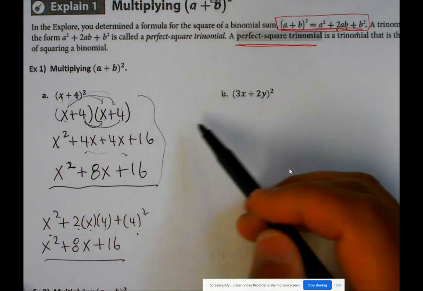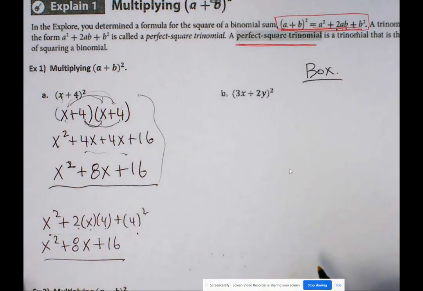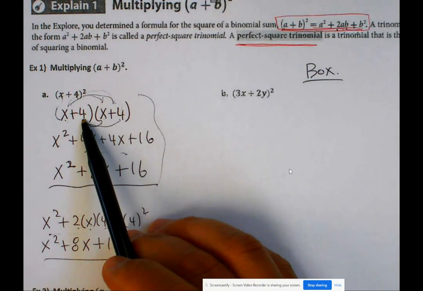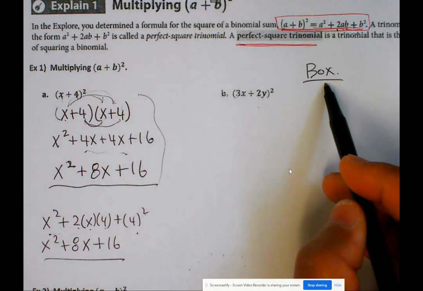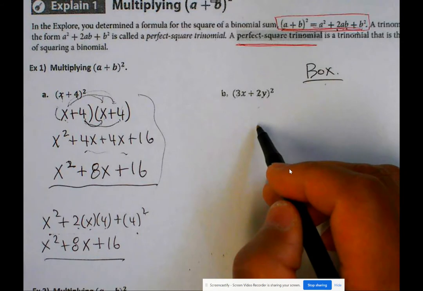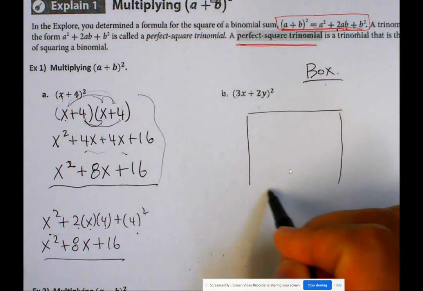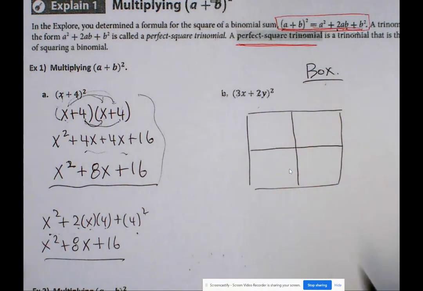Okay, now we also went over the box method. Okay, if you want to use a box method, you're welcome to use a box. Okay, again, it's totally up to you. You can use the distributive property or FOIL, first, outer, inner, and last, or you can use a box. All right, remember, box, we draw. Okay, I'll give you time to copy the box.